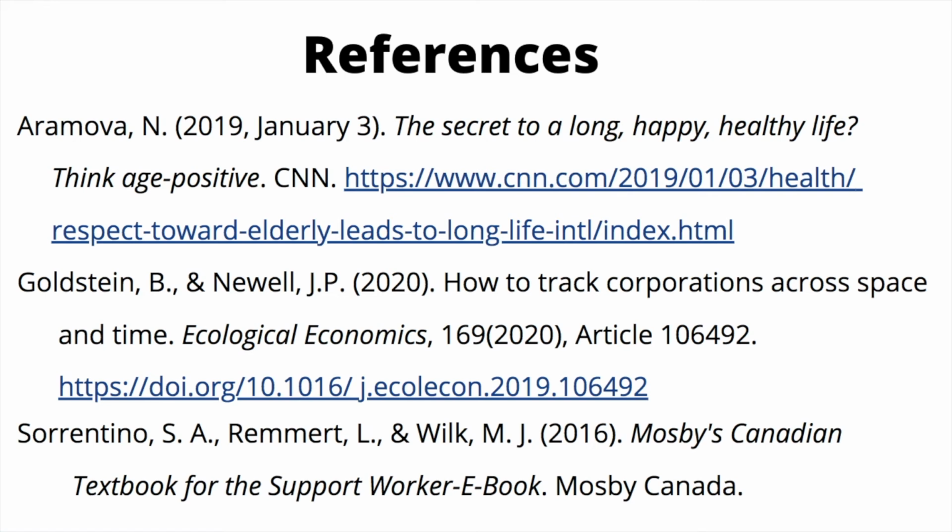Here's a completed reference page. And although these three sources are completely different, they all follow the same pattern. We have the author's last name, first initial, the date in brackets, the title, and then the website. Or in other cases, you would put the DOI or the publication information. The reference page is organized alphabetically by author last name.